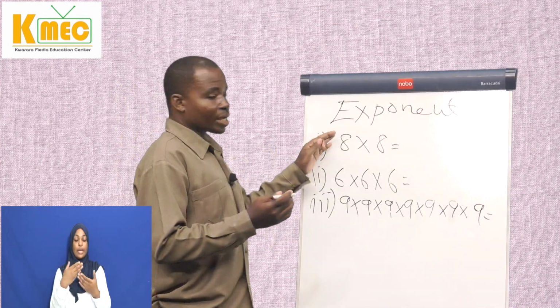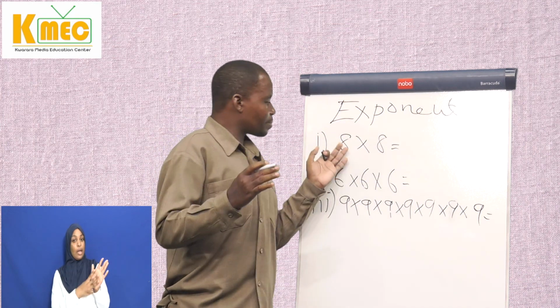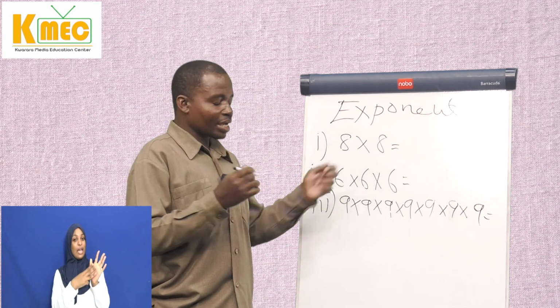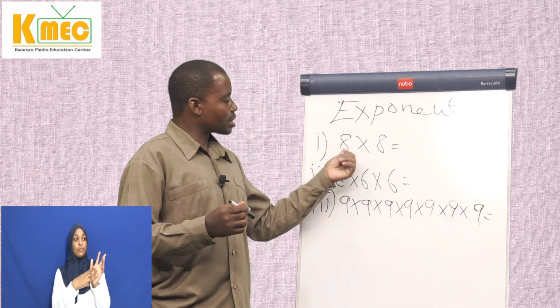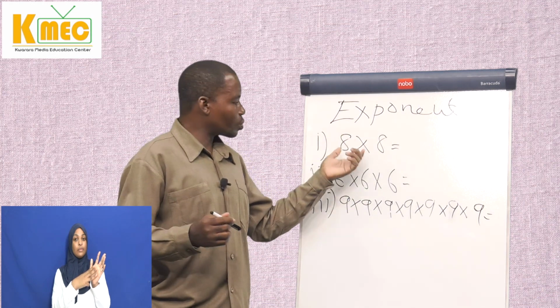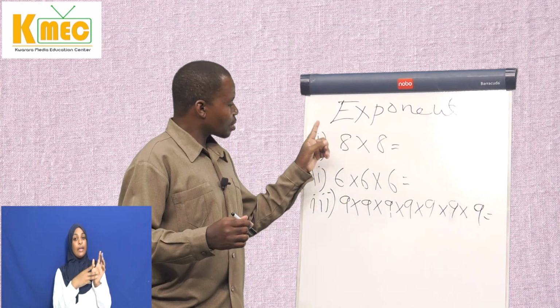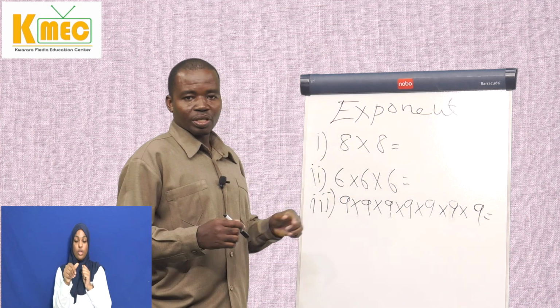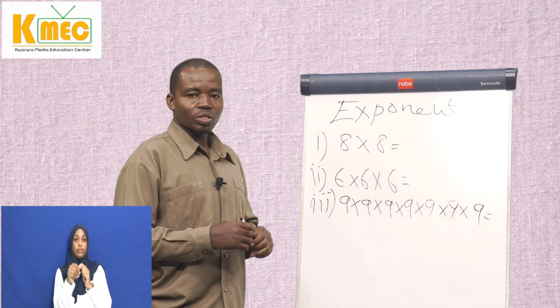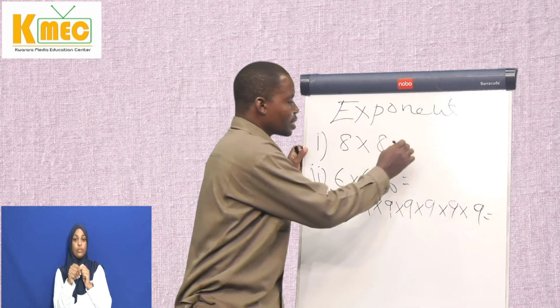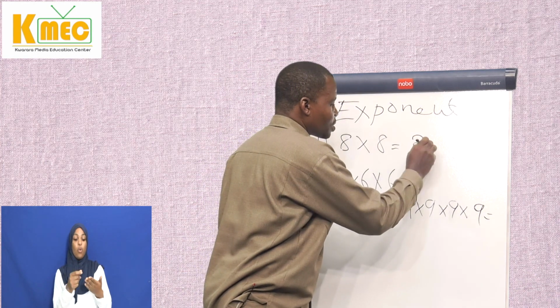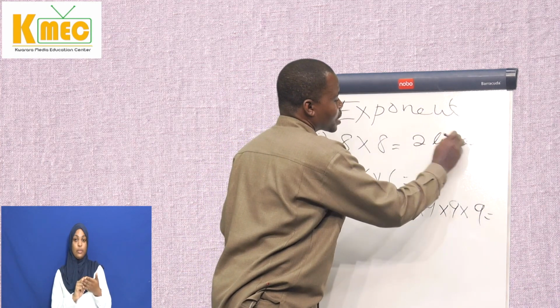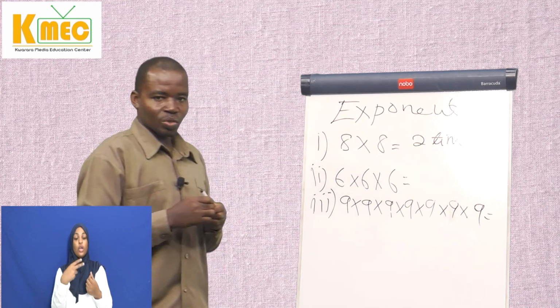So here, 8 multiplies itself 2 times. This is 1, 2. So 8 multiplies 2 times. We write here, it multiplies 2 times.